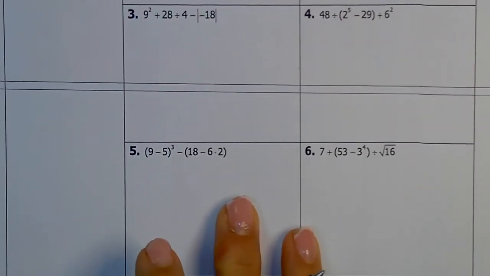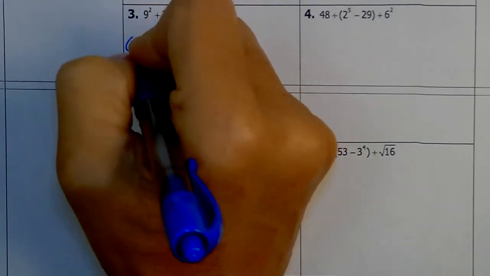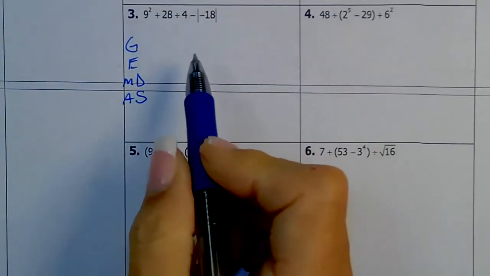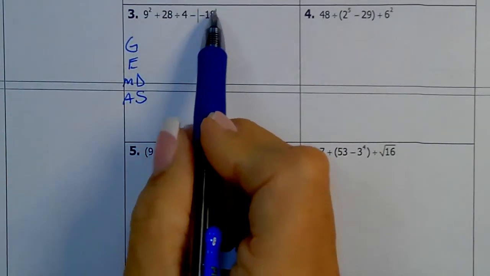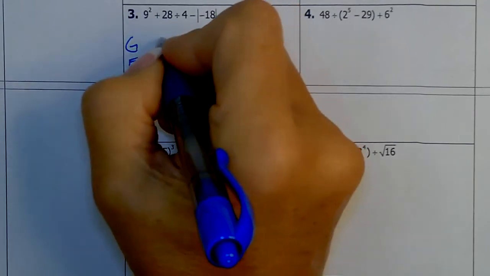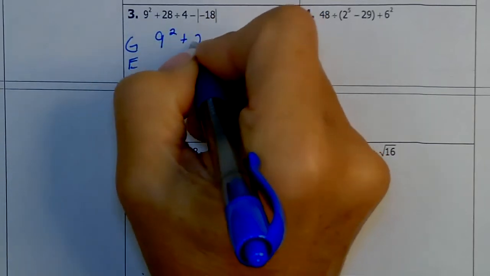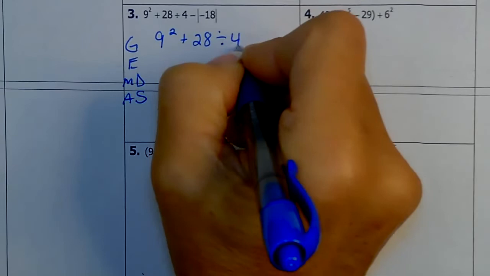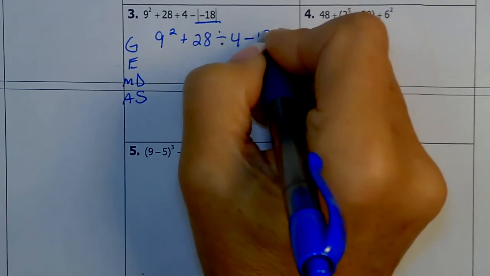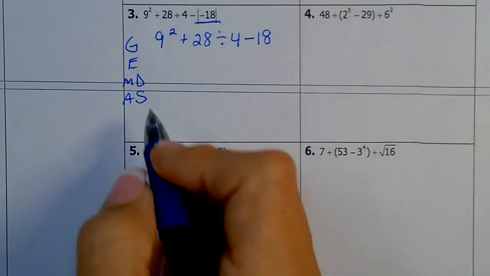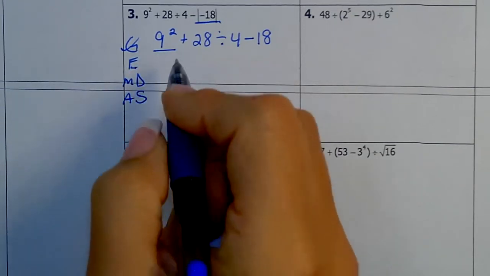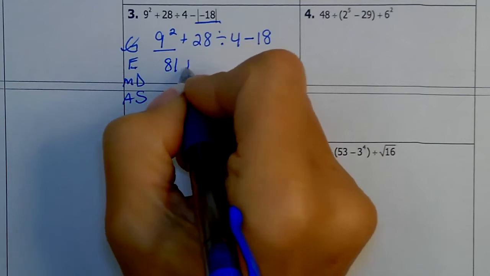Number 3. Steps. Looking for groupings. Okay, I do see that I need to find the absolute value of negative 18. So let's do that. The absolute value of negative 18 is 18. Okay, we're done. Now we're on exponents, which I have right here. 9 squared is 81.